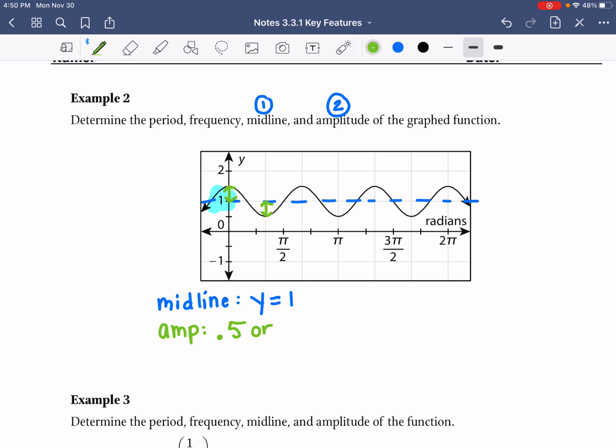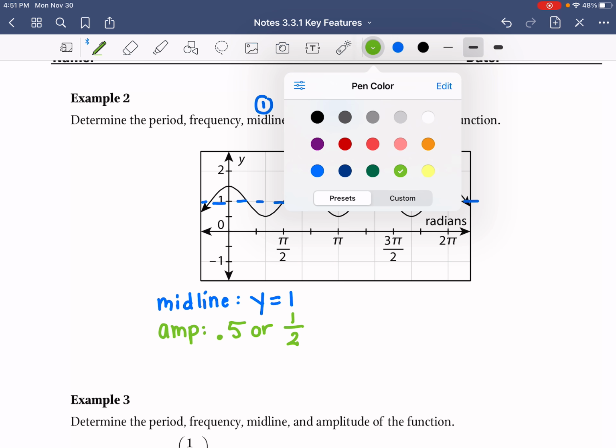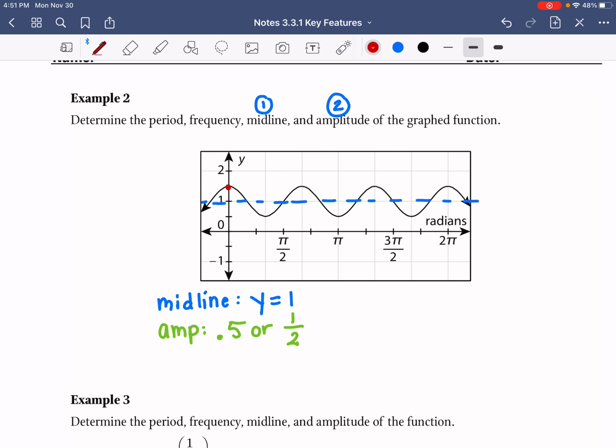Either way, it's fine. Then I'm going to try to determine my period or frequency. The starting point right here is at a maximum, so this means it's a cosine curve. Since it starts at the max, it's a cosine curve. The period then is the distance from max to max. When I look down here at how long that horizontal took, there's no official number there, so it's a little hard to tell.